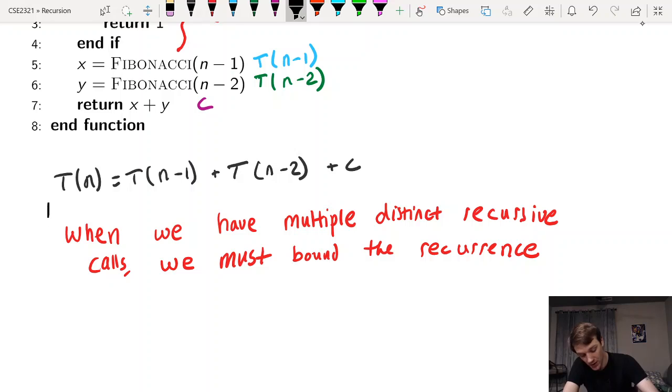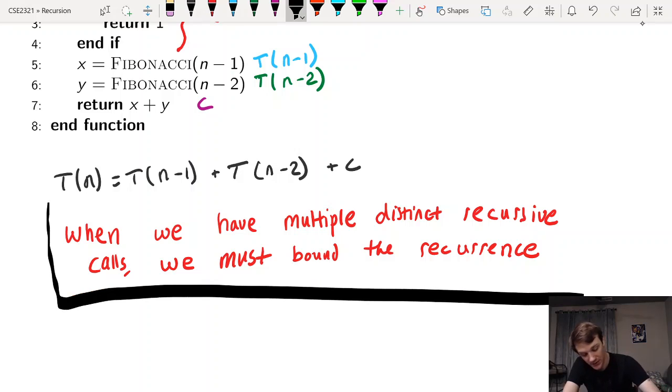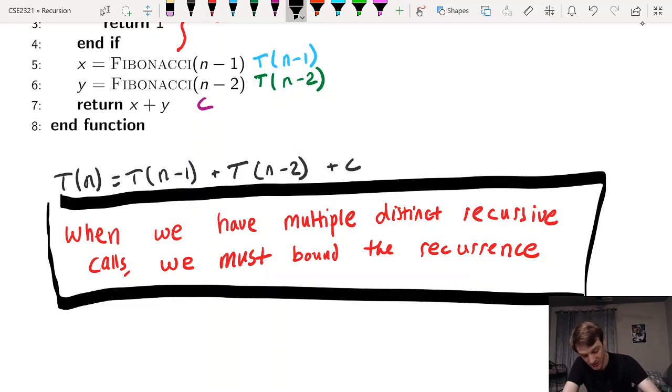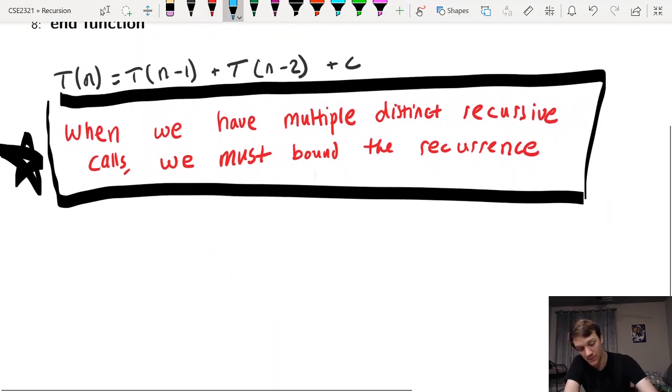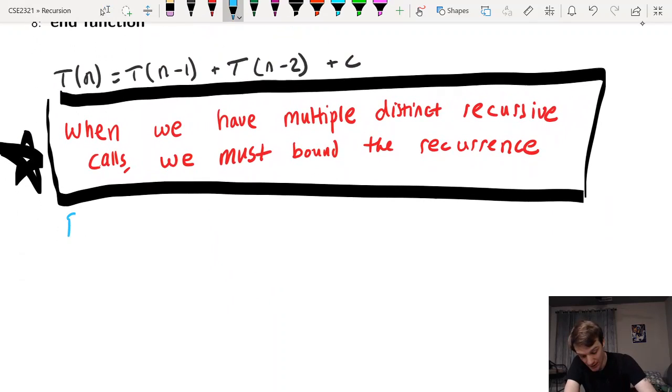We will see one other technique where we can get around this, but I'm going to box this in and even put a little star next to it to let us know that that is effectively a golden rule for these problems. For this problem, we're actually going to start by bounding it below.